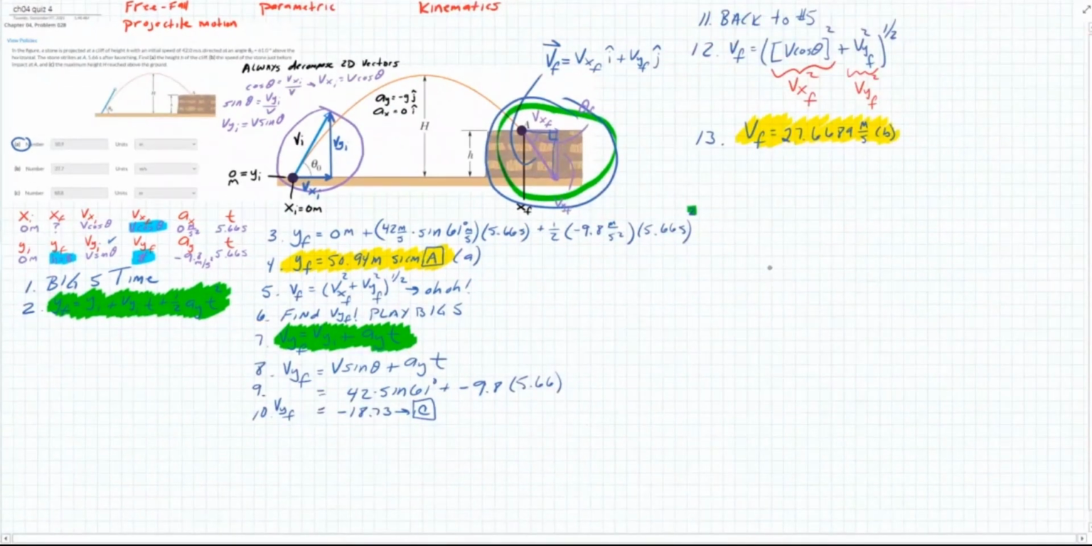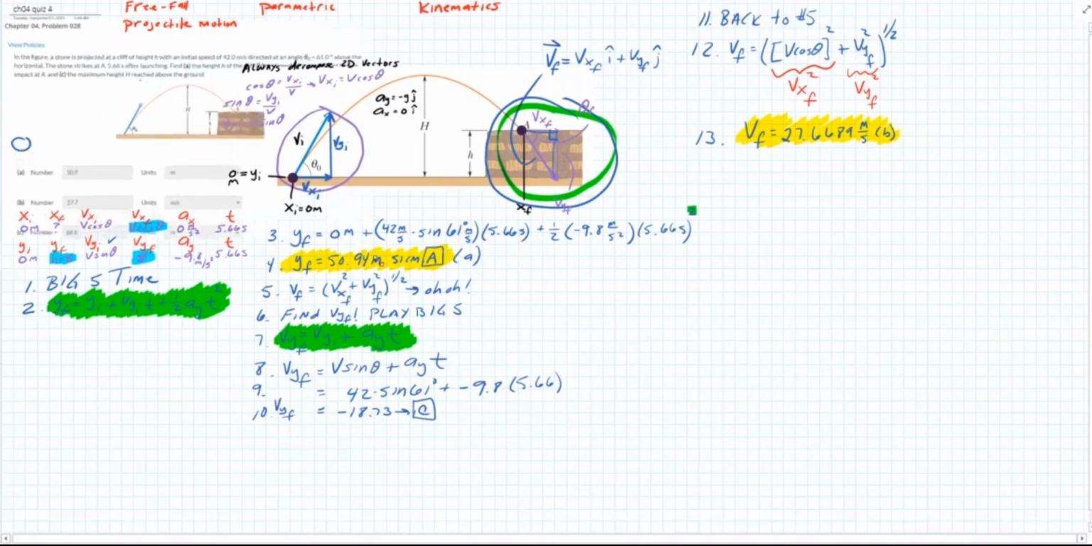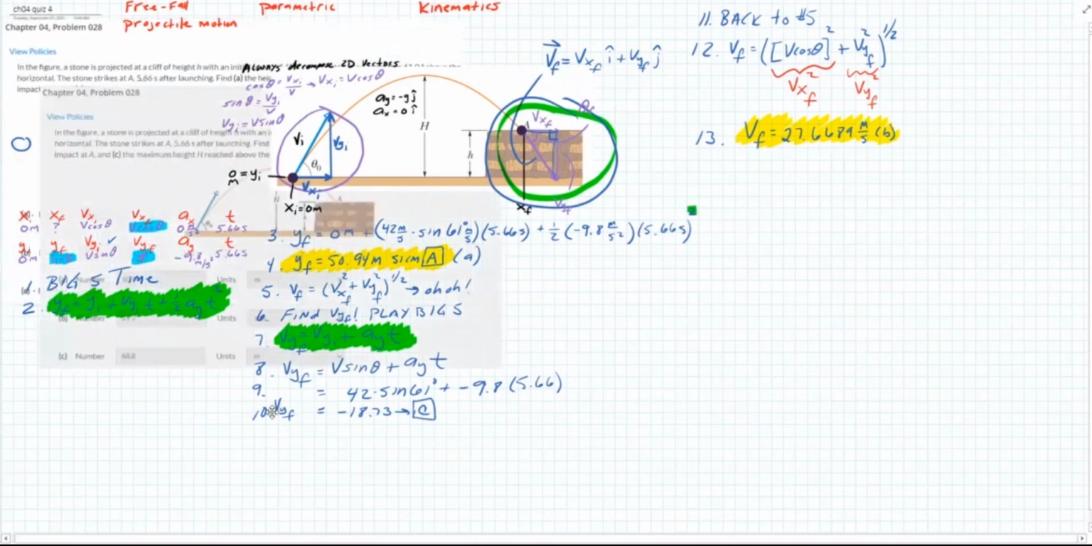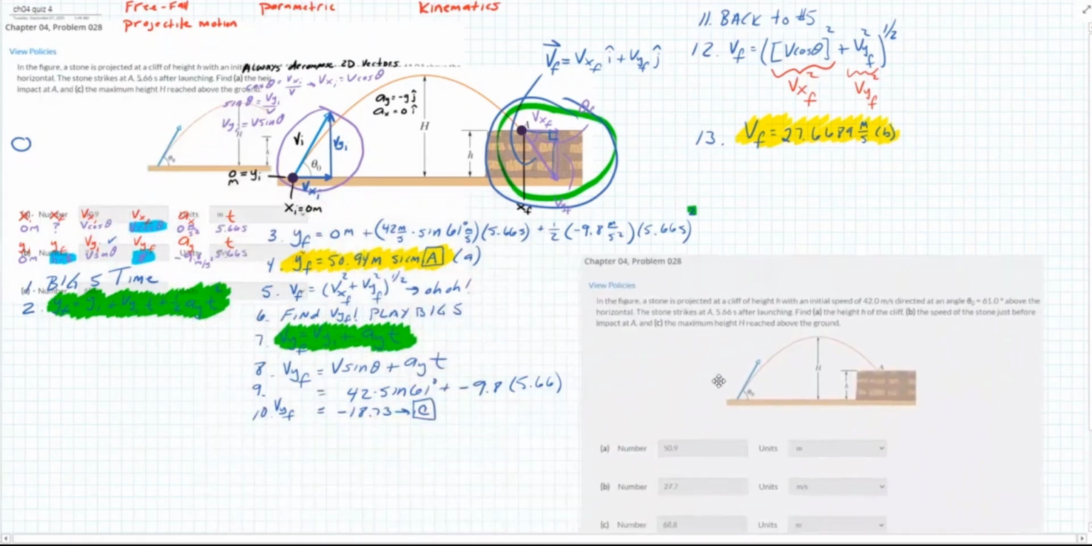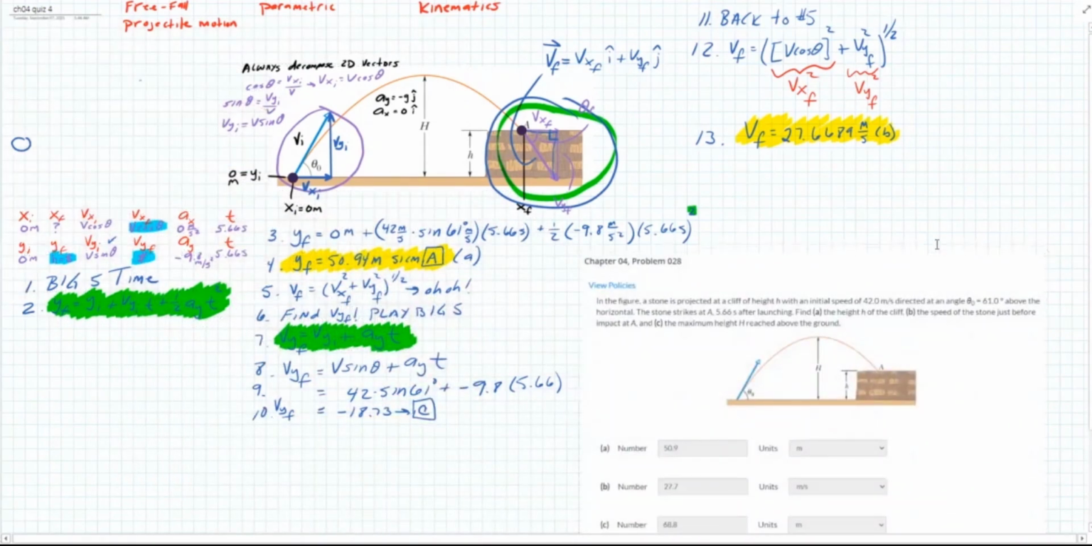All right. Now, this is getting kind of, let me make this a little bit bigger. All right, I'm going to move that here. Part C says, what was the maximum height reached above the, so what's big H? What's big H? What to do? Big H.